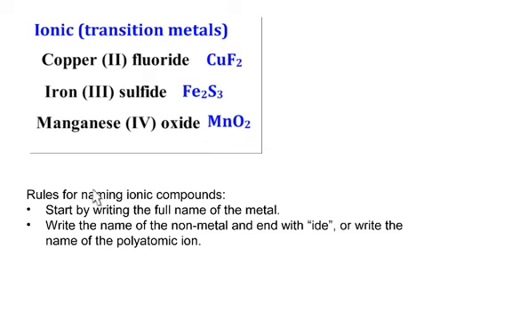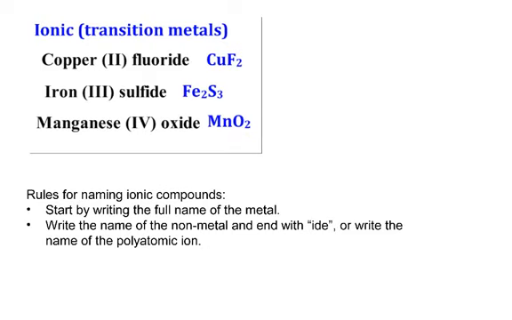So it seems like we're doing what we've done before. The rules for ionic compounds, we said start by writing the full name of the metal or your first element. Then write the name of the nonmetal and end it with IDE. Or if it's a polyatomic ion, then just write the name of the polyatomic ion. Now, normally we would just stop there, but it seems like when you have a transition metal, in parentheses you put a Roman numeral. So here it's 2, here it's 3, here it's 4.